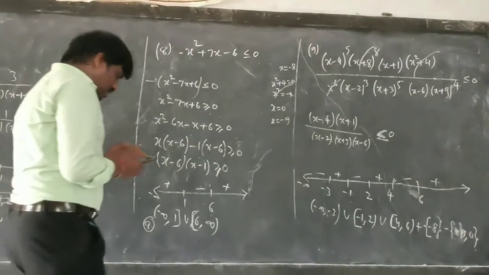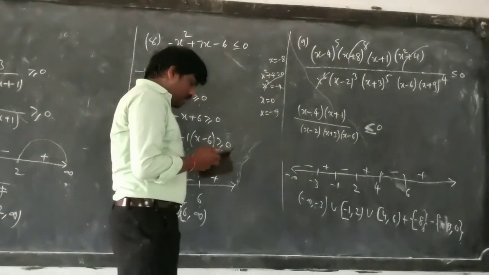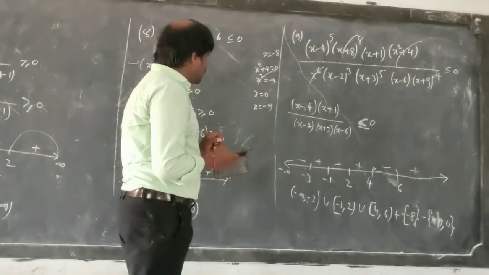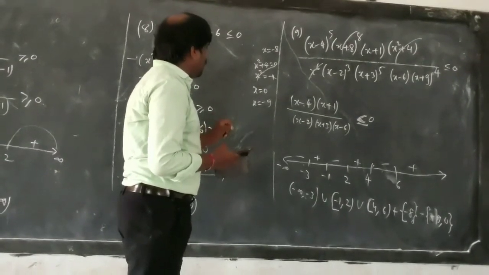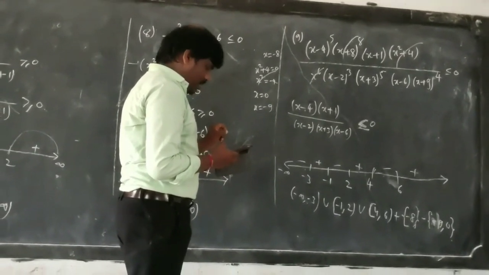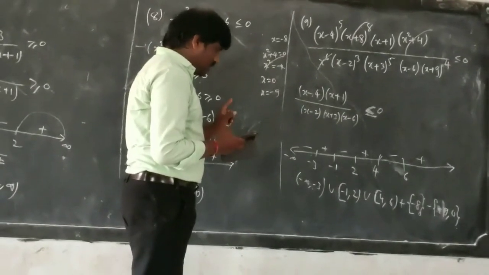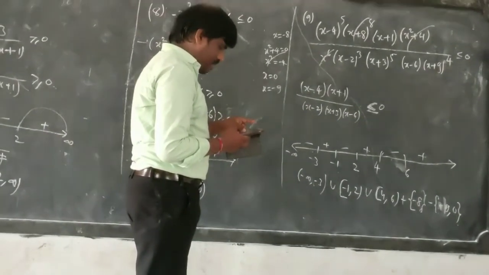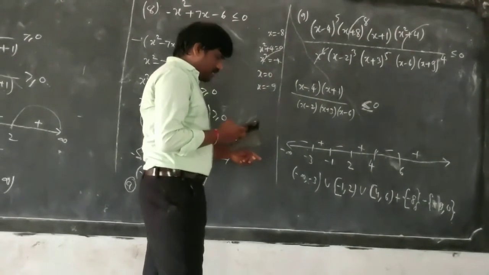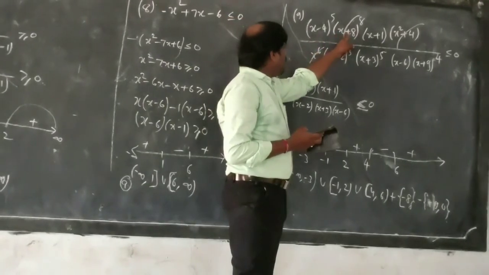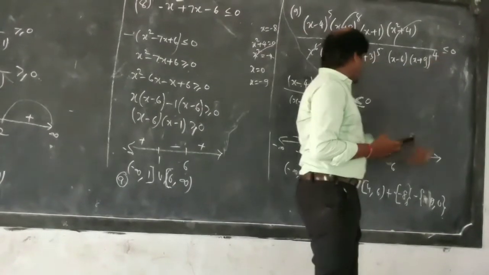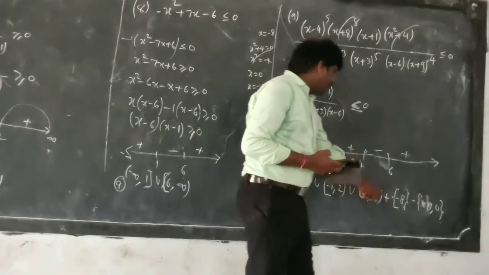According to this, the answer is minus infinity to minus 3. Okay, minus 3 is in the denominator, should not be included. Then union minus 1 to 2, union 4 to 6, and 0 comma minus 9. Minus 9, yeah, that's correct. And here minus 8 should be included, but minus 8 is already there, so no need to mention this one.